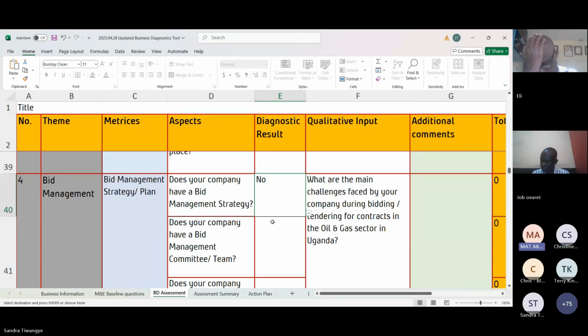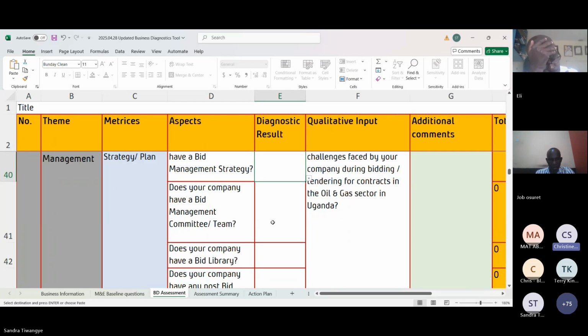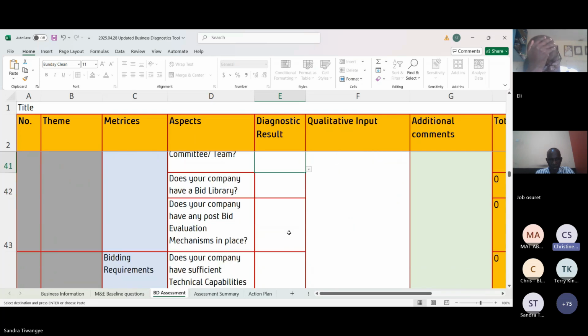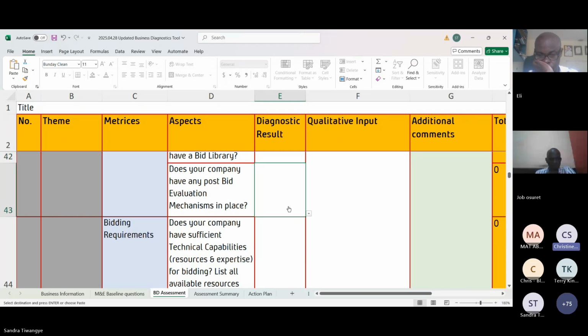Thank you very much. Okay, so do check to see if you have a strategy to win those bids in oil and gas. And do you have a committee managing this strategy, or is it no one? And do you also have a bid library? We want you to tick as you go along. For those who are wondering what a bid library is, we have additional info coming right up from Matt Abacus.